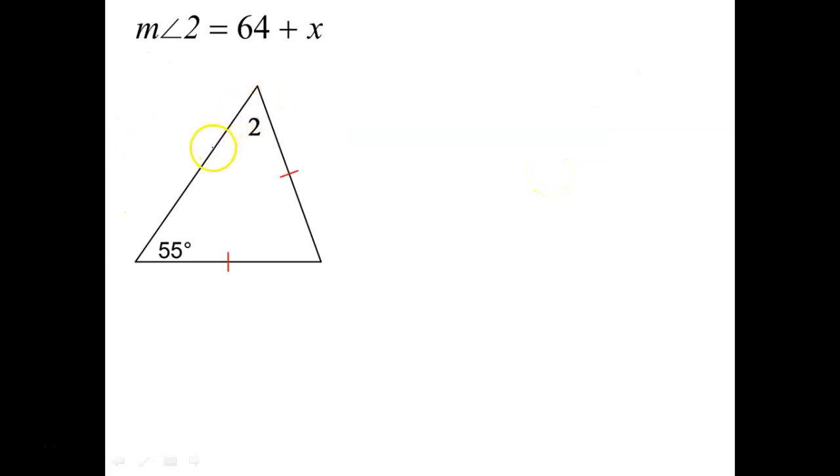Right, this is where you guys start to panic because you have to use your algebra, but it's the same thing. If this is the base, these two sides are congruent, the base angles are congruent. So that means angle 2 is 55 degrees, but that is not your answer. They want you to solve for x, and they tell you that the measure of angle 2 is 64 plus x. So 64 plus x equals 55. You're going to have to solve for x. So when you subtract 64 from both sides, x is equal to negative 9.